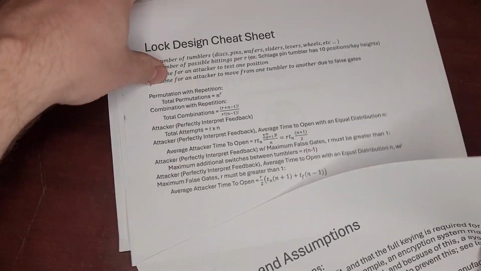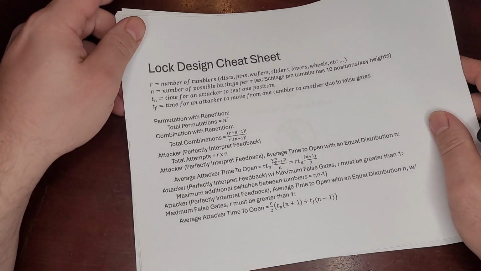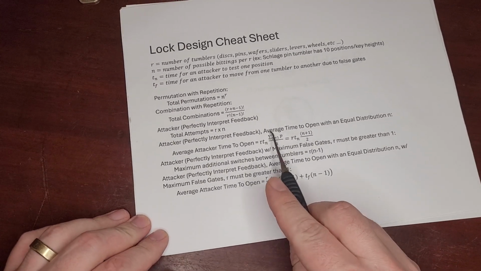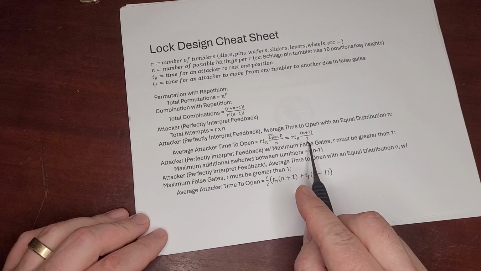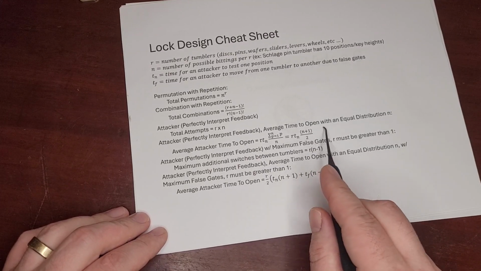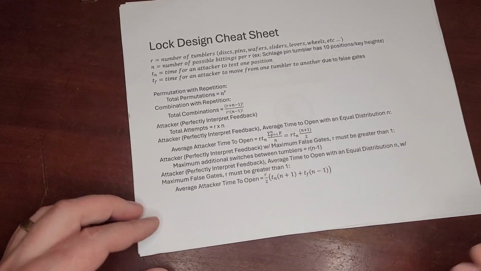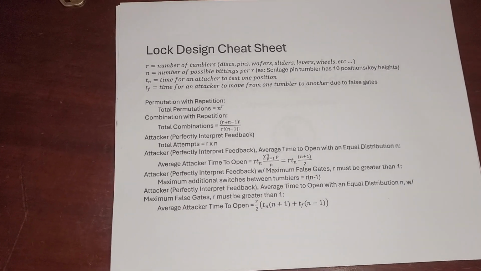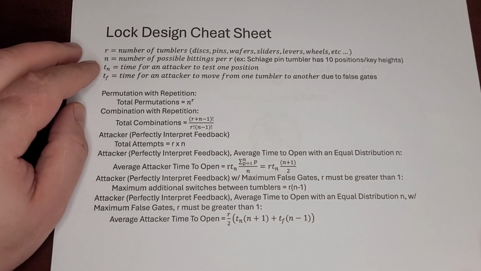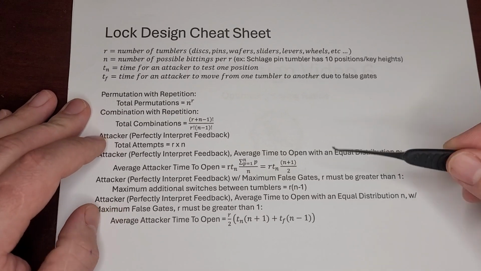And then very last, I just put together a little cheat sheet that's got some of the equations so far and the ones that I've used. So this is the big one today that I used to calculate how long it would take on average to open a lock with some equal distribution of these keys. So if that looks wrong, please let me know.